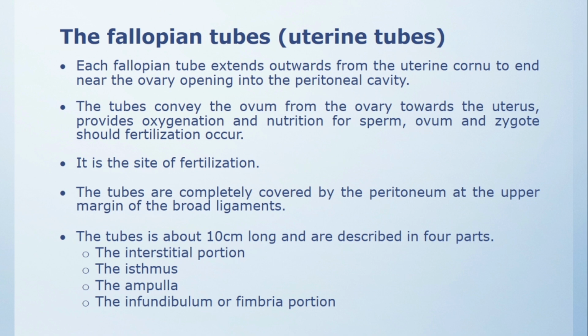The tubes are completely covered by peritoneum at the upper margin of the broad ligaments. The tube is about 10 centimeters long and is described in 4 parts. The most medial aspect is the interstitial portion, which is within the body of the uterus, about 1 to 1.5 centimeters long. Then the isthmus, which is lateral to the interstitial portion, followed by the ampulla, and then finally the infundibulum or fimbrial portion, which is the most outer portion, very near the ovary.